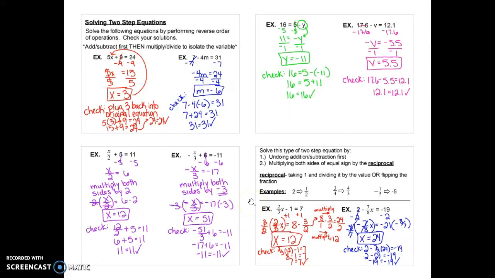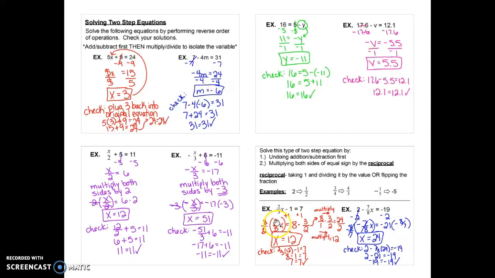We have a couple new steps here because our fraction is a little bit more complicated in these. So the first thing I'm going to do is undo this addition or subtraction first. So I'm still dealing with my constant first, which means in this example, negative 1, so I'm going to add 1 to both sides. When I do that, I still have a 2/3 x equals 8 because I added the 1 to the 7.